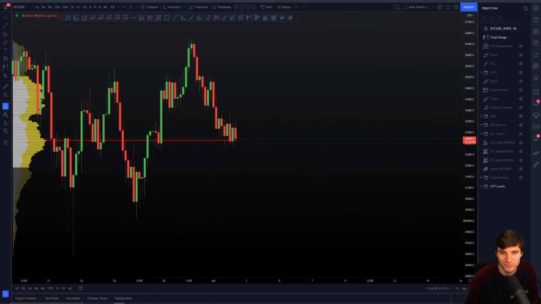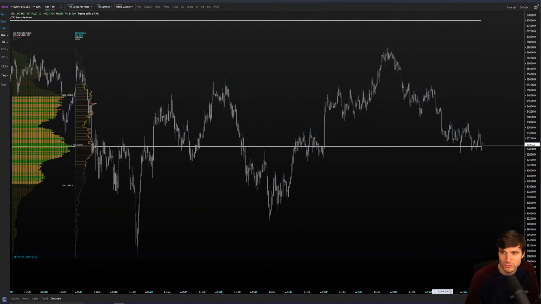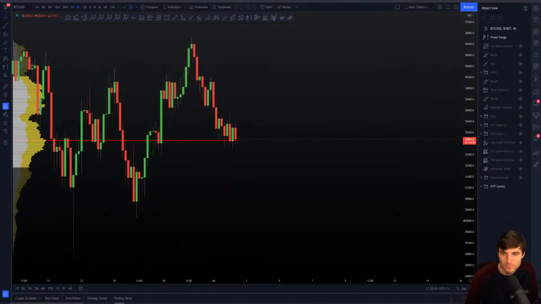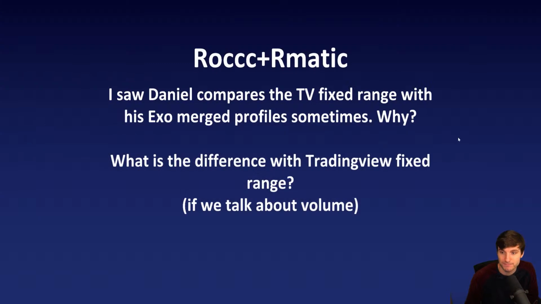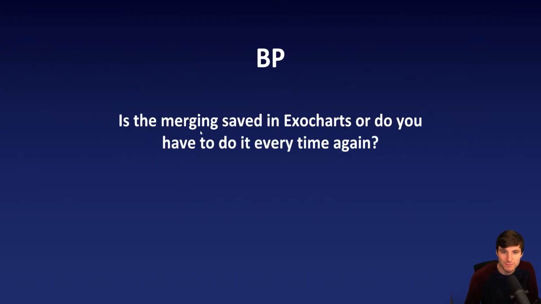So it's just a way of showing you can basically do it on both. But yeah, these levels are more precise on Exocharts.